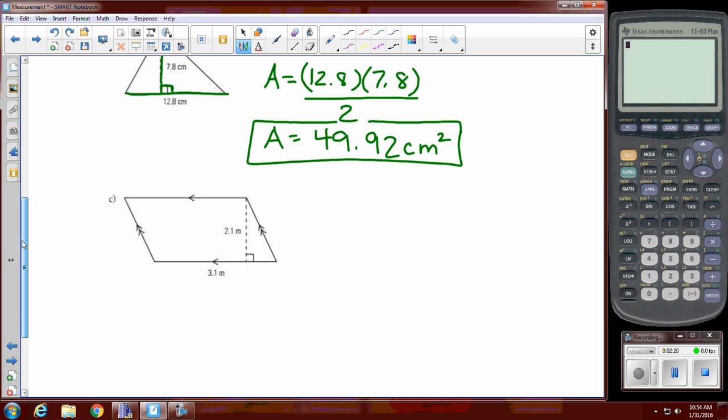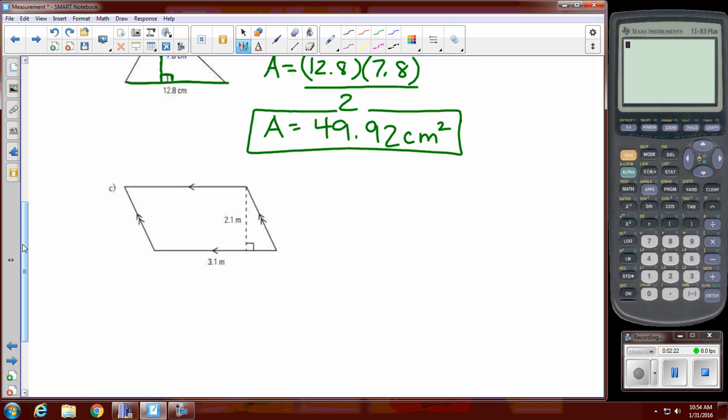Next shape is a parallelogram. A parallelogram is kind of like a kicked over rectangle. And the formula for a parallelogram is base times height. Now, just like the triangle, this doesn't have a length and a width, it has a base and a height. So when you're looking at a parallelogram, you're looking for any two dimensions in here that make a right angle or a 90-degree corner. Base and height need to make a 90-degree angle.